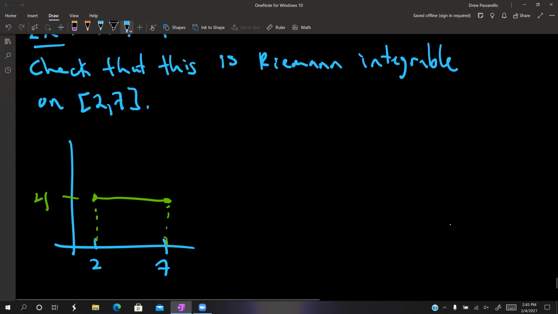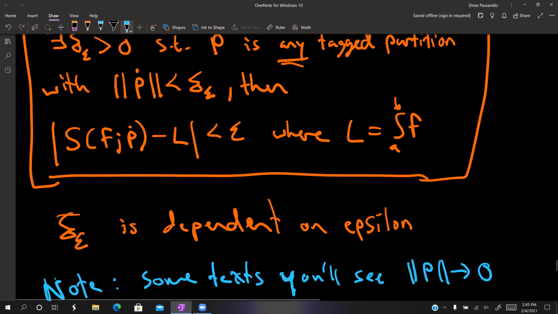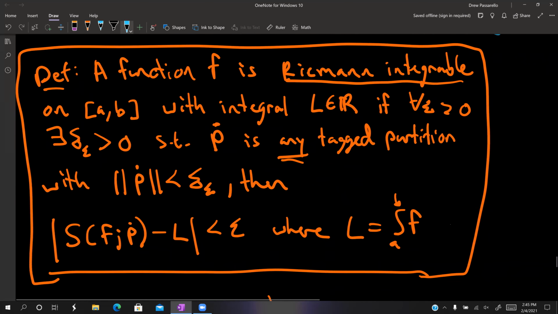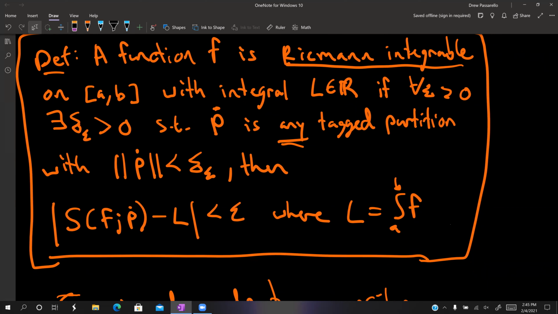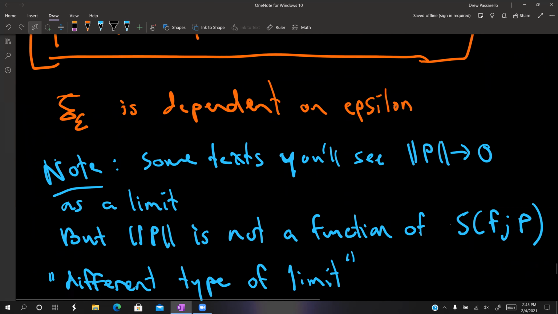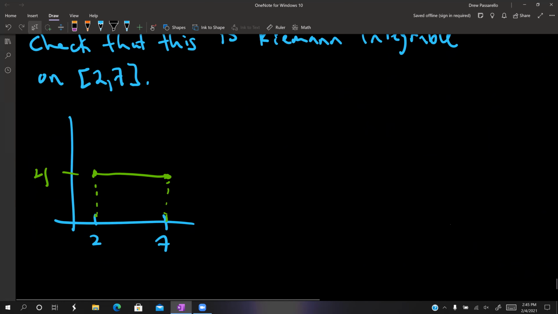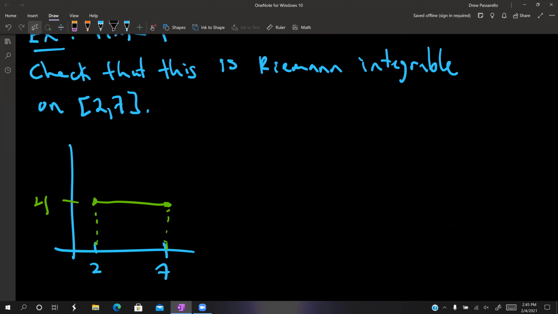So the thing is, with our definition for Riemann integrable, I need some value L, right? So the definition requires me to know what this value L is. So that is the caveat to this. So I claim that L is equal to 20. So I need to prove that claim.